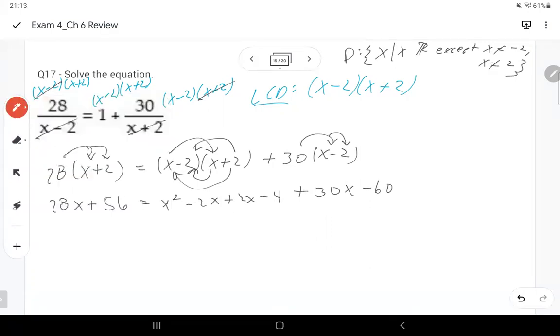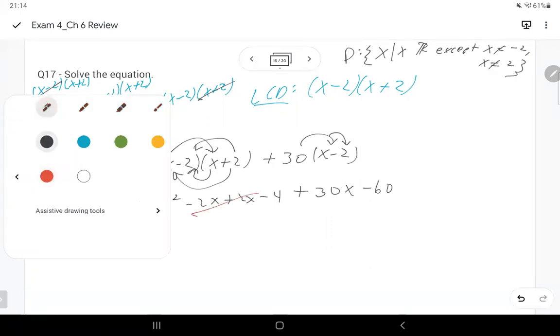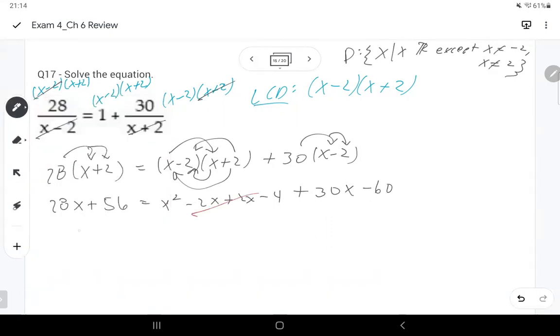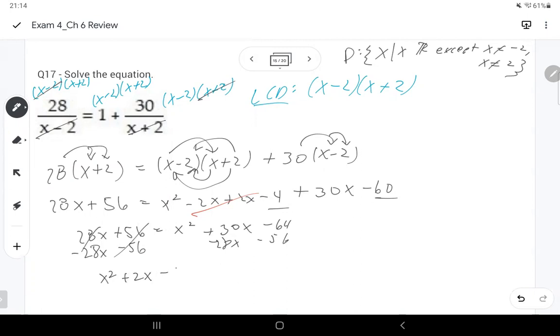So we can cancel these two out. Combine these two. Subtract 56. Subtract 28x. End up with x squared plus 2x minus 120 equal to 0.